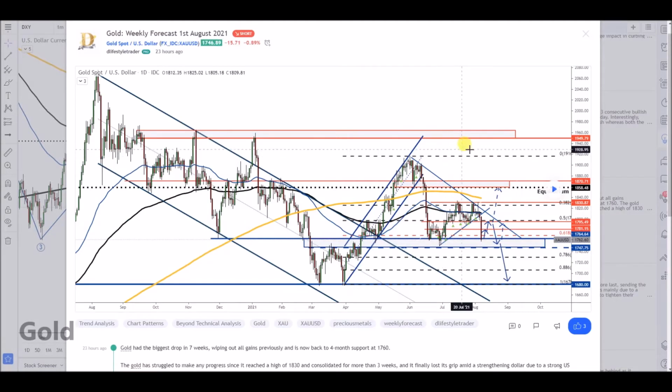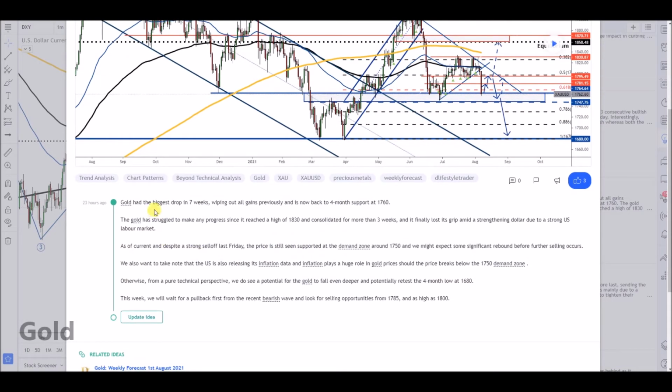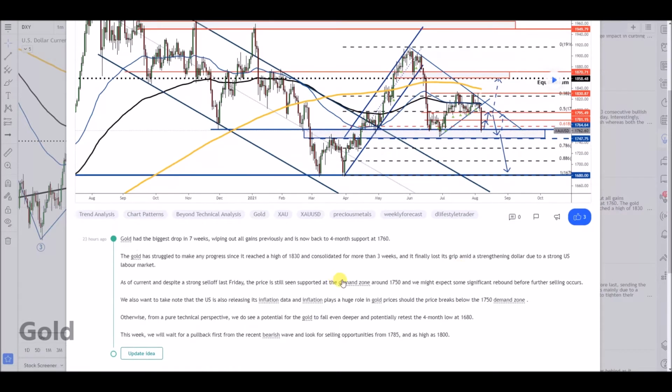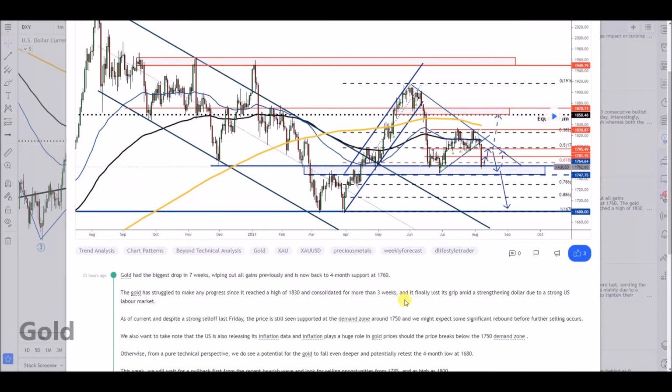Alright, moving on, we have gold. So gold had the biggest drop in 7 weeks, wiping out all gains previously, and is now back to the 4-month support at 1760. Gold has struggled to make any progress since it reached the height of 1830 and consolidated for more than 3 weeks, and it finally lost its grip amid a strengthening dollar due to a strong US labor market.